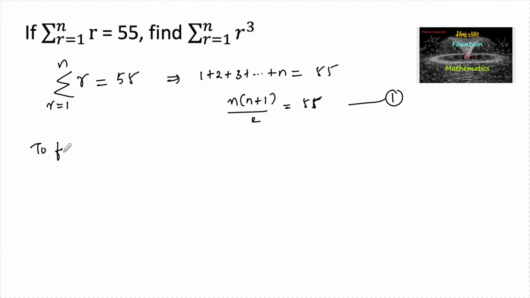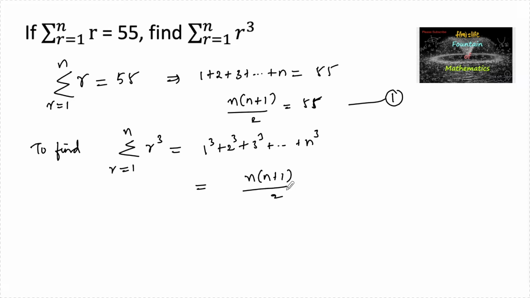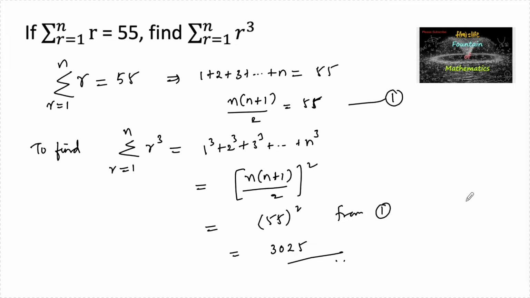And now to find summation r is equal to 1 to n, r power 3, which is equal to 1 cube plus 2 cube plus 3 cube plus and so on n cube, the sum of cubes of n natural numbers. The sum of cubes of n natural numbers formula is n into n plus 1 by 2 whole square, that is we can write 55 whole square. So from 1 we can say 55 whole square. 55 square is 3025. So 3025 is the answer.